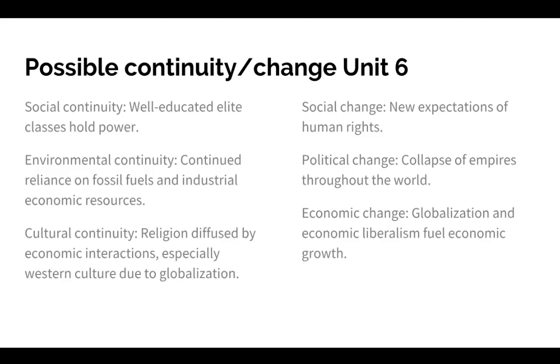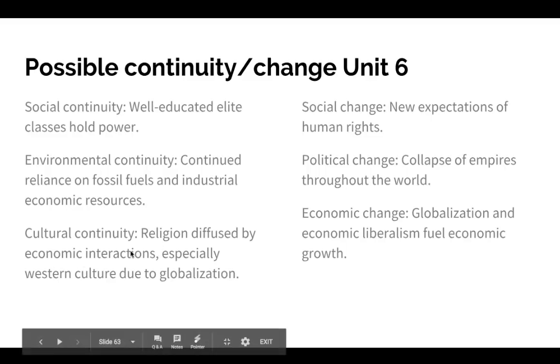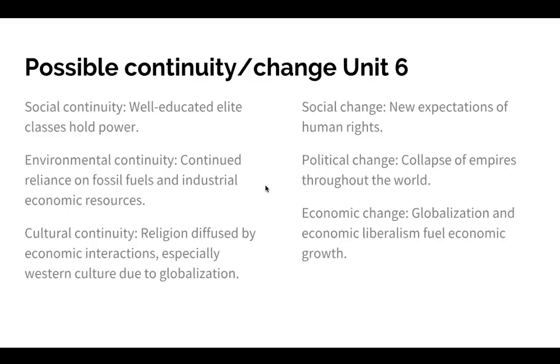So now for the continuities and changes for this unit. The well-educated elite classes will continue to hold power. For an environmental continuity, we have continuing to rely on fossil fuels, and an industrial economy continues, and the diffusion of religion, and we could bring up the Western character of that due to globalization. And remember, the reason we keep talking about Western culture is because it's the West that started industrialization, and so they're kind of the driving force of these economic trends.